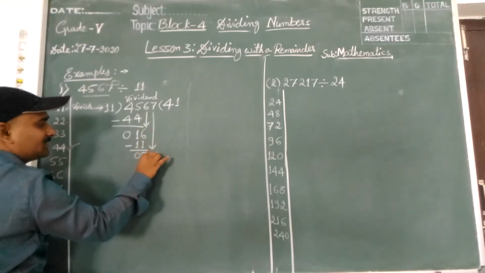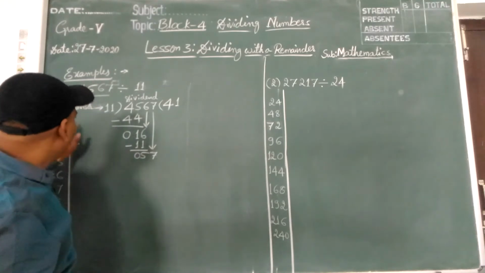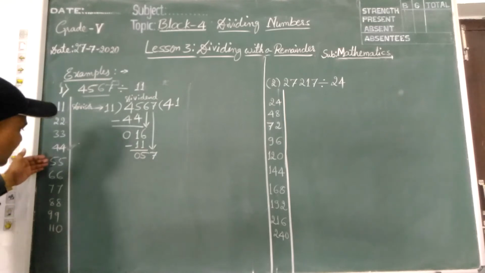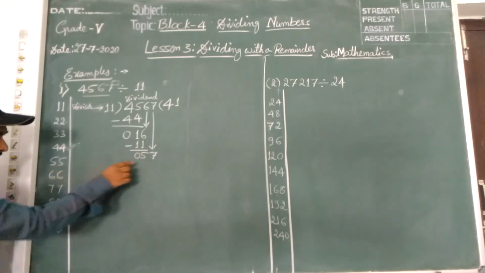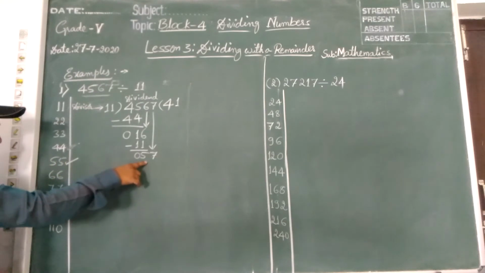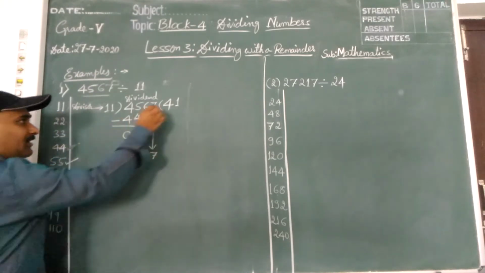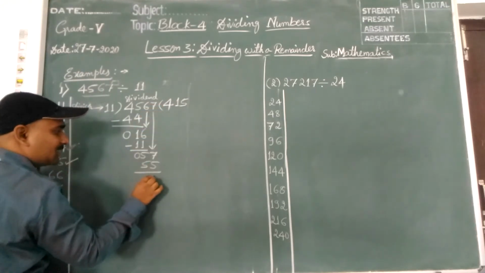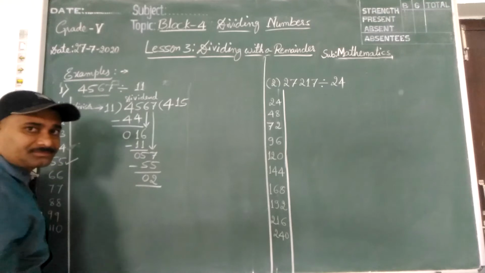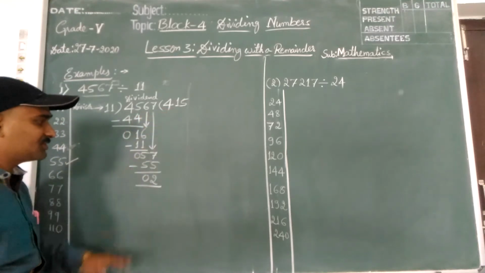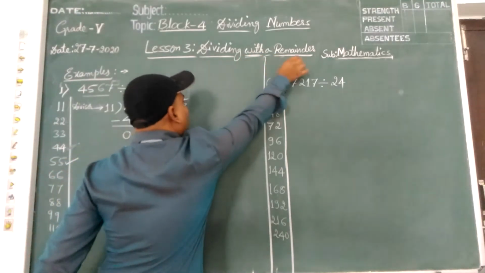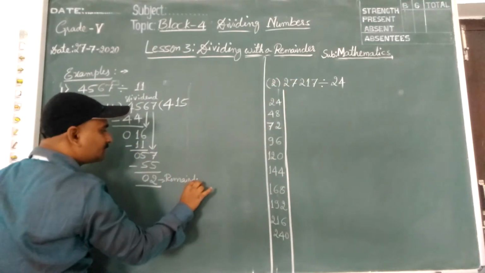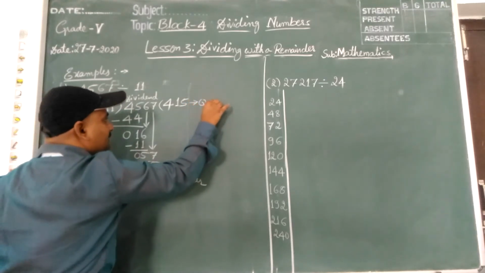Take the next number, that is 7. Again check, children, in the 11th table, 57 or less than 57. Where will you get 66? No, it is big. 55 I can take. So 11 5s are 55. No numbers are there further. Children, I should stop here, no? No numbers are there further. I should stop here. So now, here you are getting a remainder. This is the remainder. And this is the quotient.